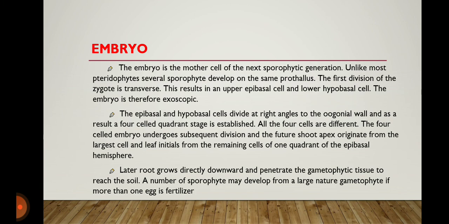The epibasal and hypobasal cells divide at right angles to the archegonial wall, and as a result the four-cell quadrant stage is established. All the four cells are differentiated. The four-celled embryo undergoes subsequent divisions, and the future shoot apex originates from the larger cell and the leaf initial from the remaining cells of one quadrant of the epibasal hemisphere. Later the root grows directly downward and penetrates the gametophytic tissue to reach the soil. A number of sporophytes may develop from a large mature gametophyte if more than one egg is fertilized.